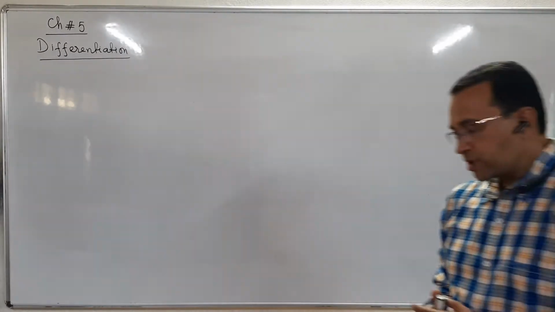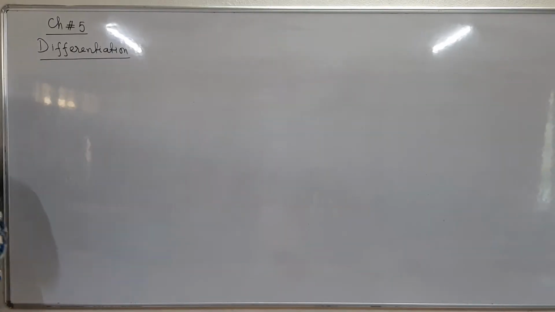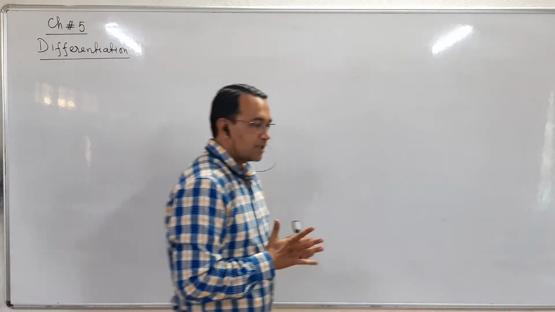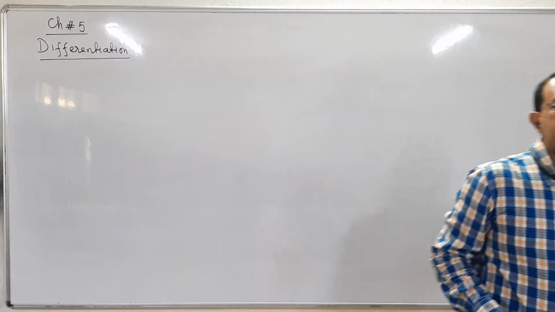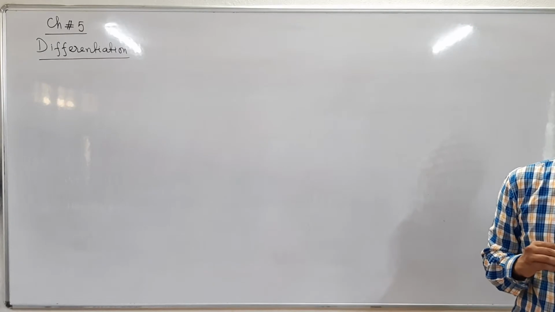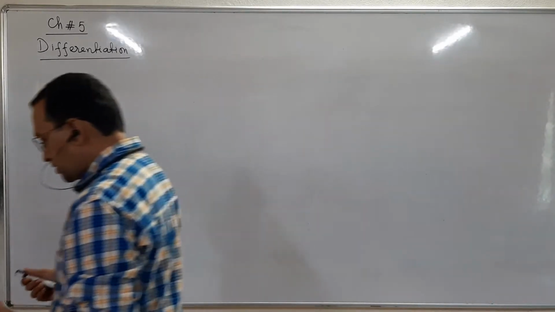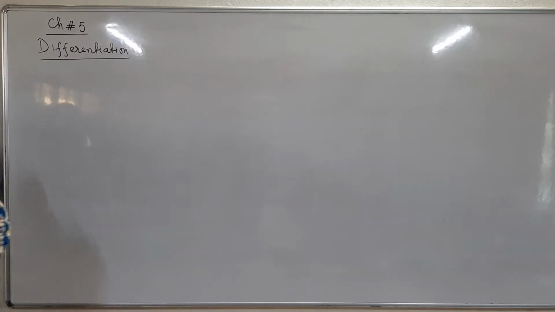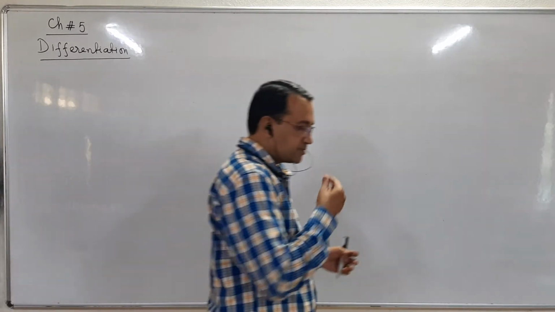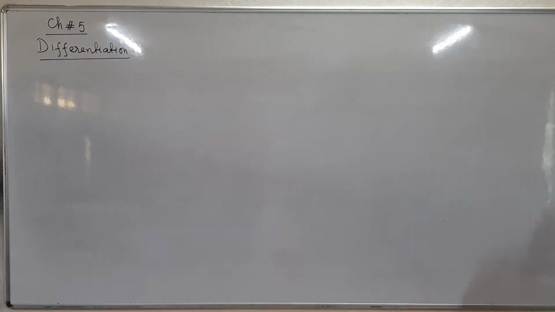As I told you, students, chapter 4 and chapter 5 are both going to be very interesting. Now, chapter 5 is differentiation, and the weightage of this chapter is 12 to 14 marks. Sometimes they ask questions worth 14 marks from this particular topic.